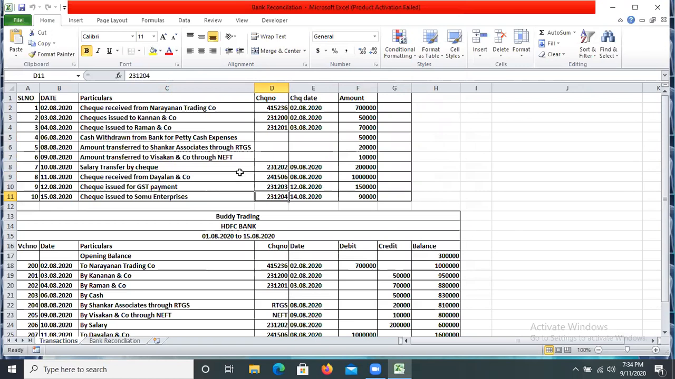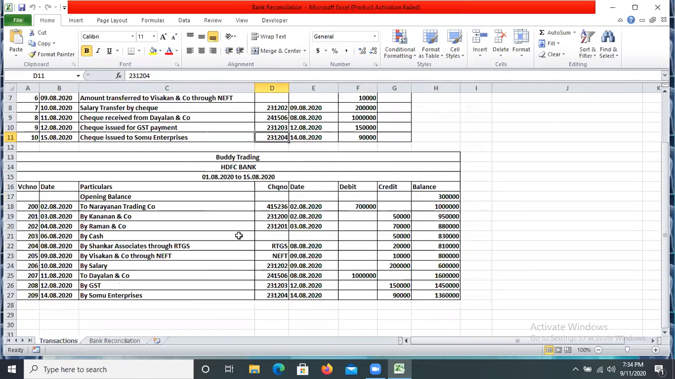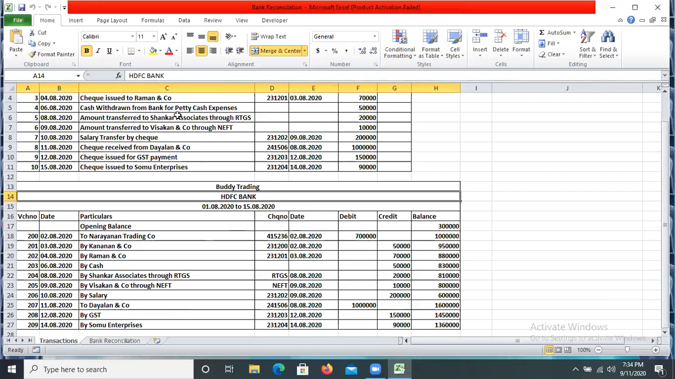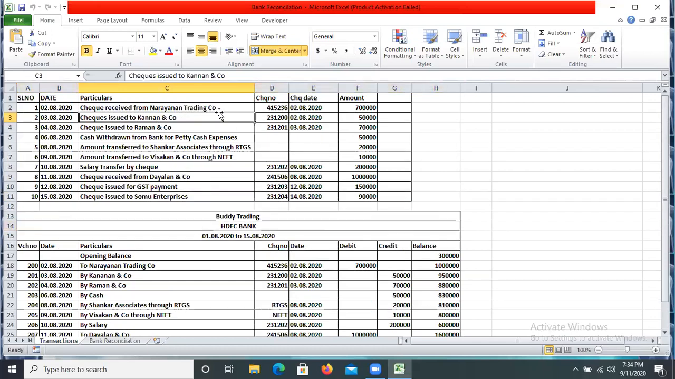So in the bank book of Buddy Trading, HDFC Bank, assume that they are having an account in HDFC Bank. They will account in their books: check received from Narayanan Trading Company. So bank account debit to Narayanan Trading Company, voucher number 200 and date. Like that, it comes on the debit side.